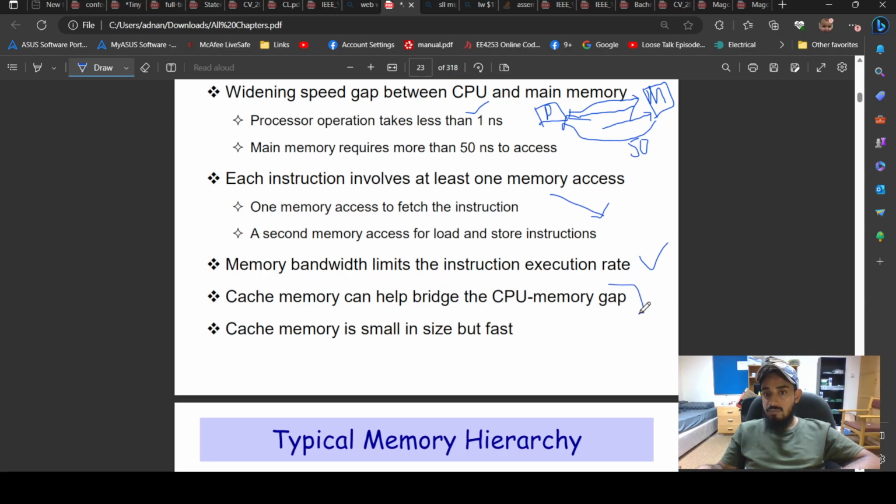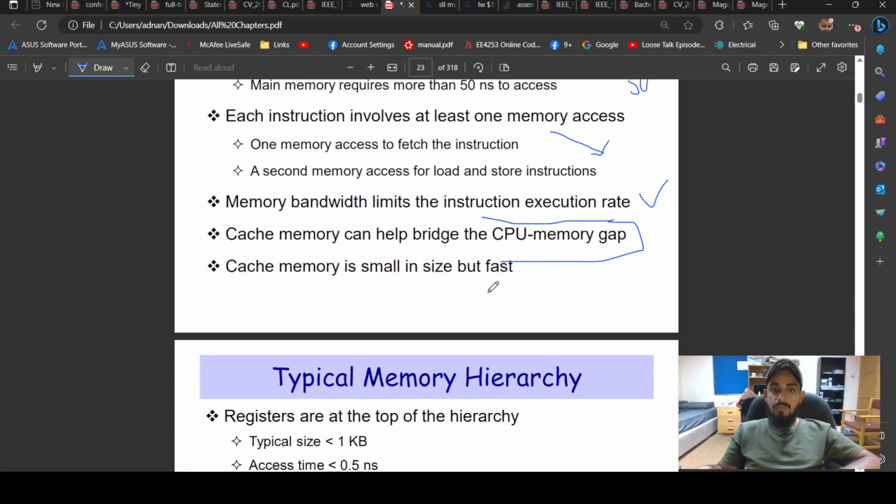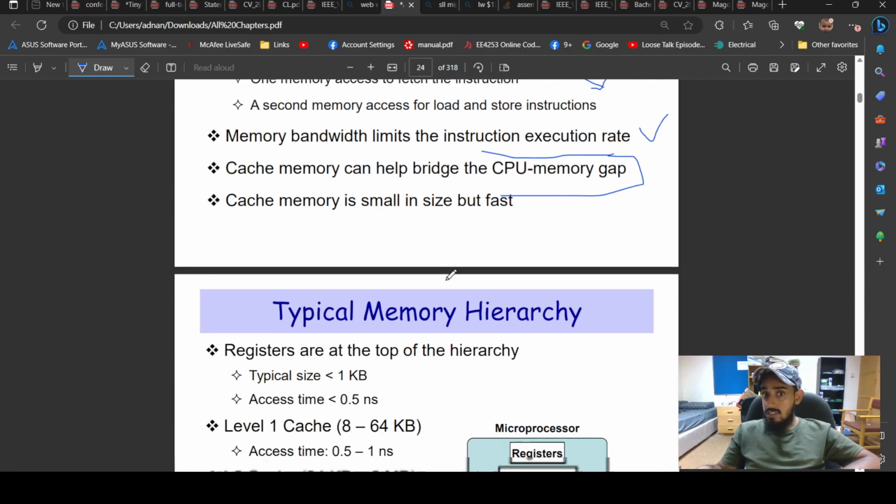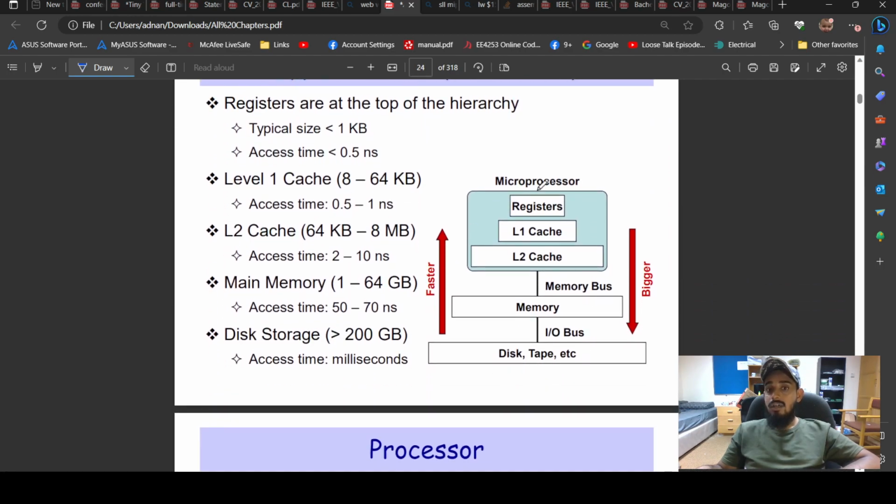Here the cache memory comes in. What is cache memory? Cache memory is small in size but fast. Why is it fast? Because it is in the processor, not outside it but inside the processor. So this is actually the hierarchy in the processor.